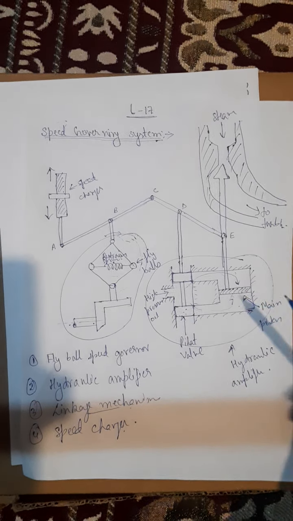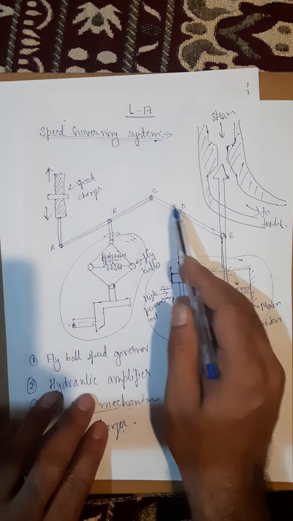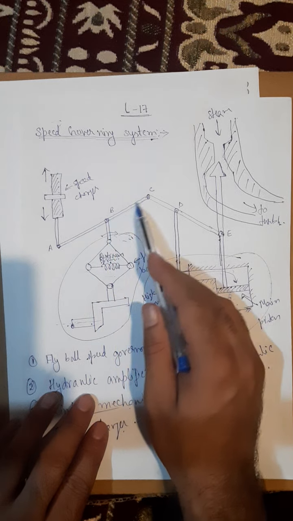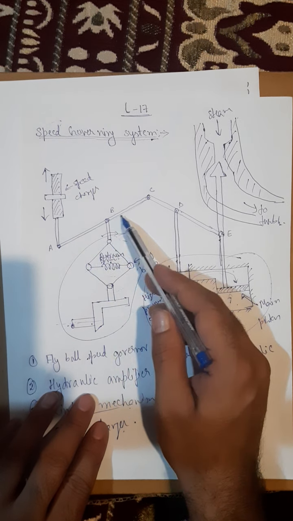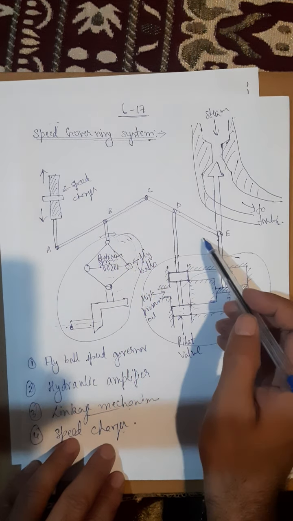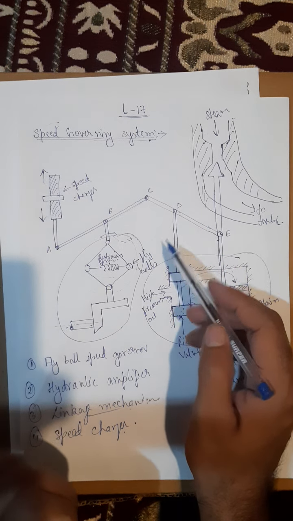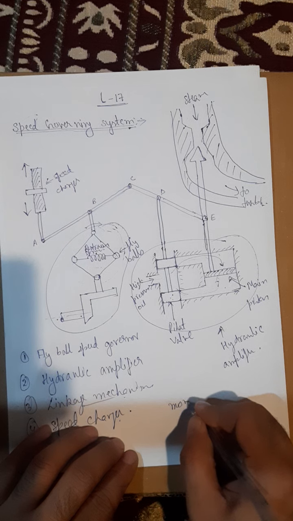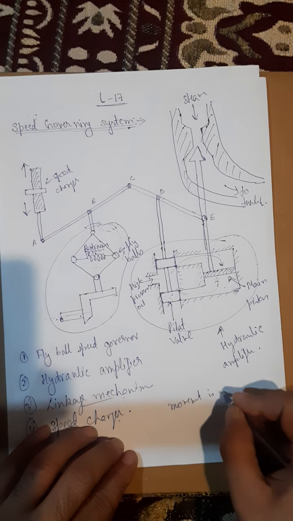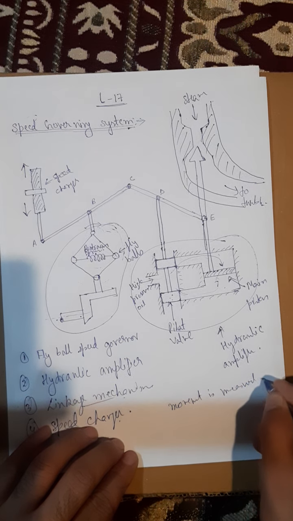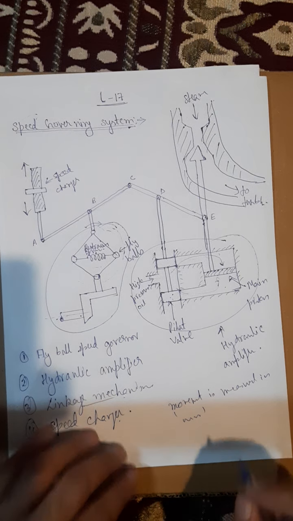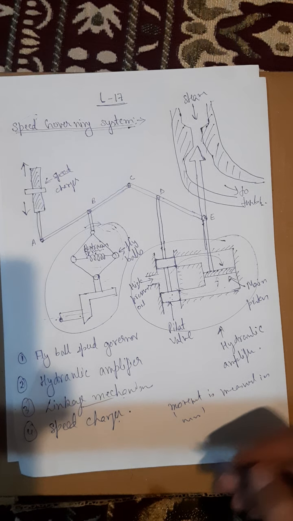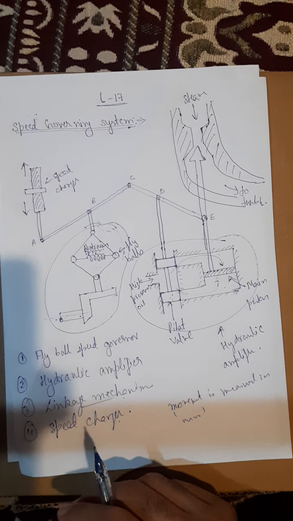In reality, the movements of these linkage mechanisms ABC and CDE are very small. They are measured in millimeters, but they can be calibrated in terms of resultant power increments.